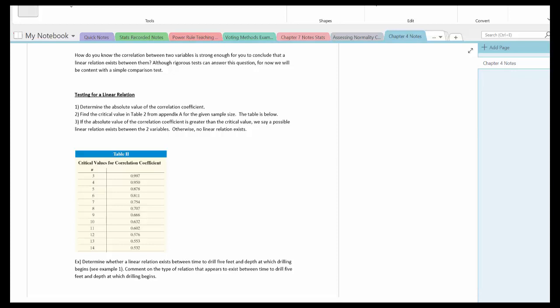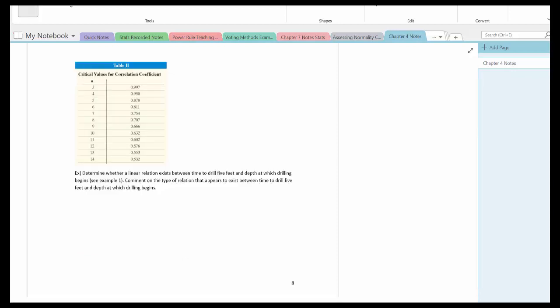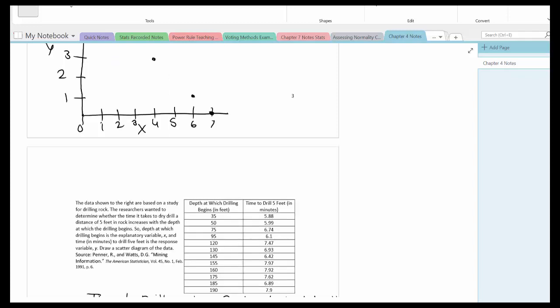Okay, so let's take a look at an example with this. Determine whether a linear relation exists between time to drill 5 feet and depth at which the drilling begins. See example 1. Comment on the type of relation that appears to exist between the time to drill 5 feet and the depth at which drilling begins. So let's go back and take a look at this example very quickly now. So here is the drilling example that we're going to take a look at.